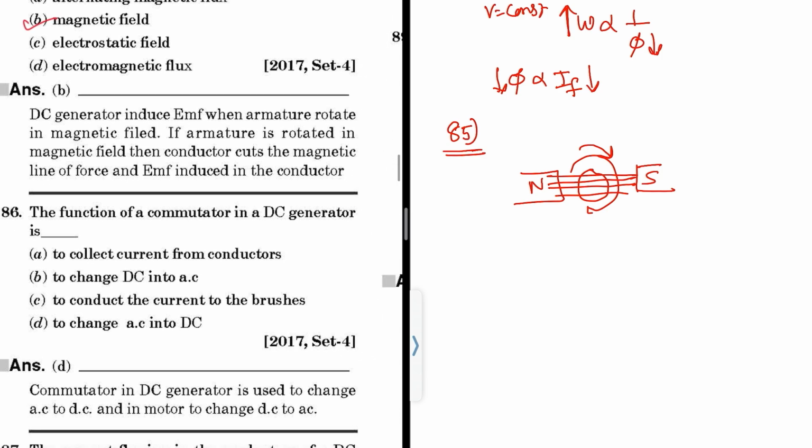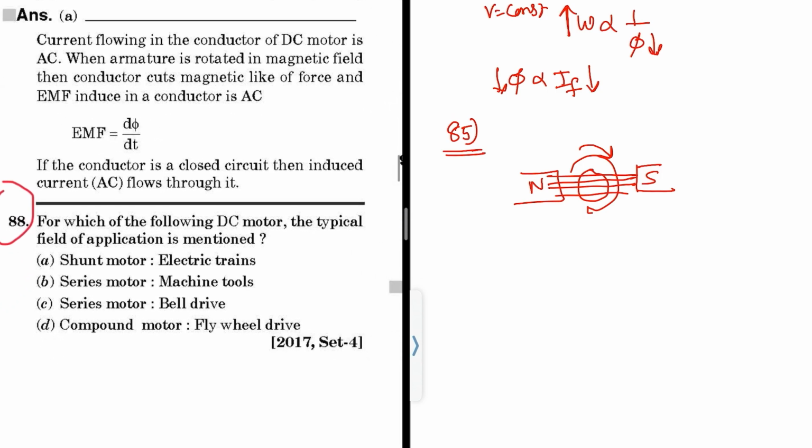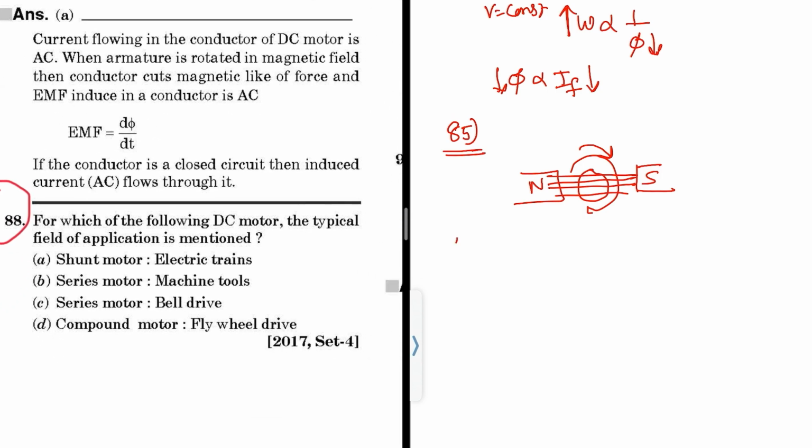The function of the commutator. This has been given so many times: AC to DC. The current flowing in the conductors of a DC motor, I already told you this is AC. Coming to question number 88.